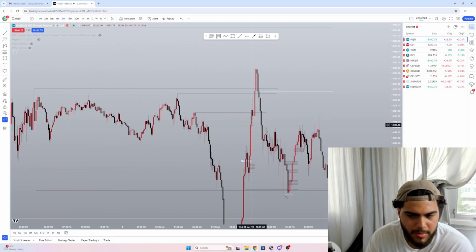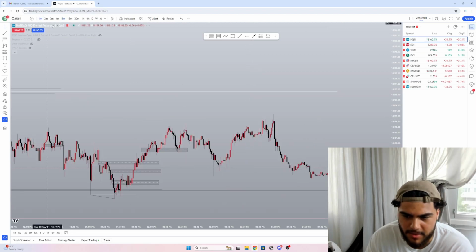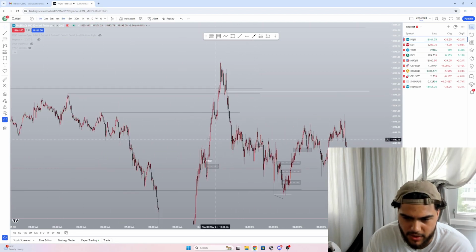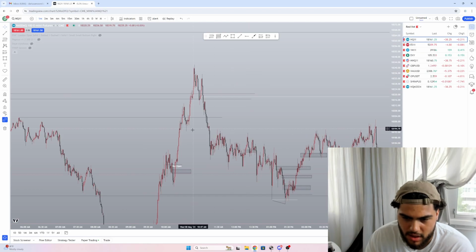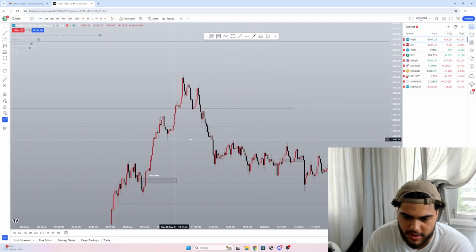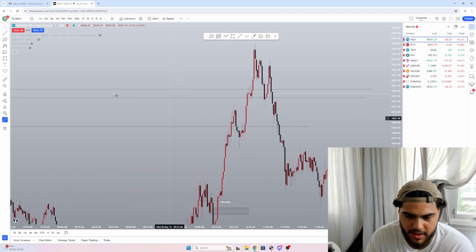5-minute gap. I do remember this. I did long off the idea of the 5-minute gap. So the 5-minute gap got tapped into on that retrace, which was here. Oh, that's what it was. I was like, dude, I thought I was tripping for a second. I longed the inverse of the inverse gap. So if you guys didn't know, that is a thing.